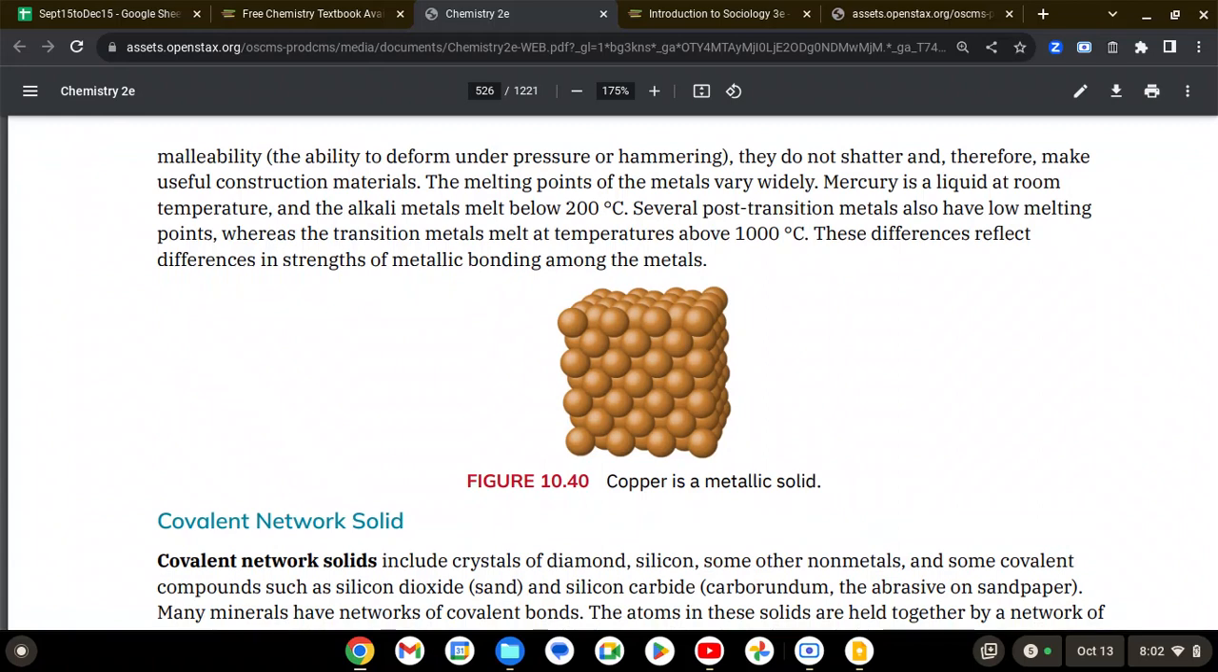Mercury is a liquid at room temperature, and the alkali metals melt below 200 degrees Celsius. Several post-transition metals also have low melting points, whereas the transition metals melt at temperatures above 1,000 degrees Celsius. These differences reflect differences in strengths of metallic bonding among the metals.